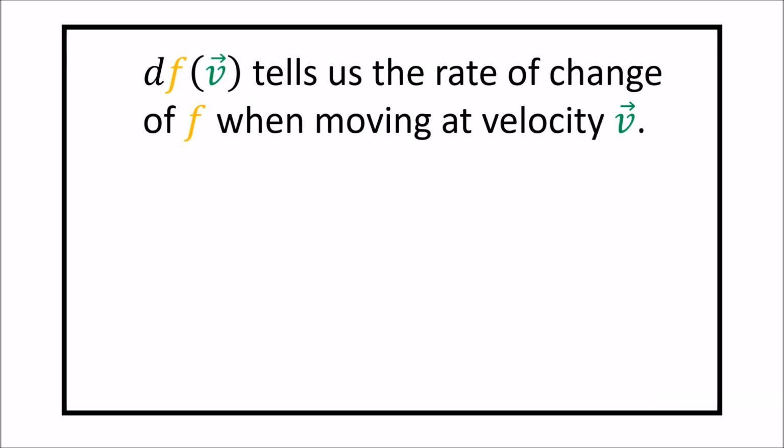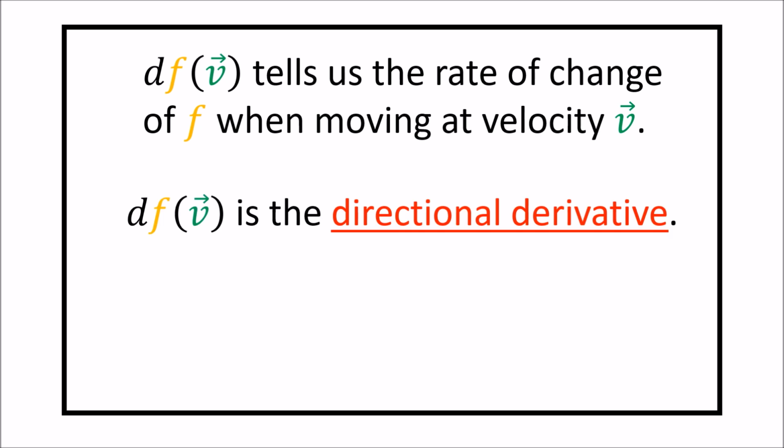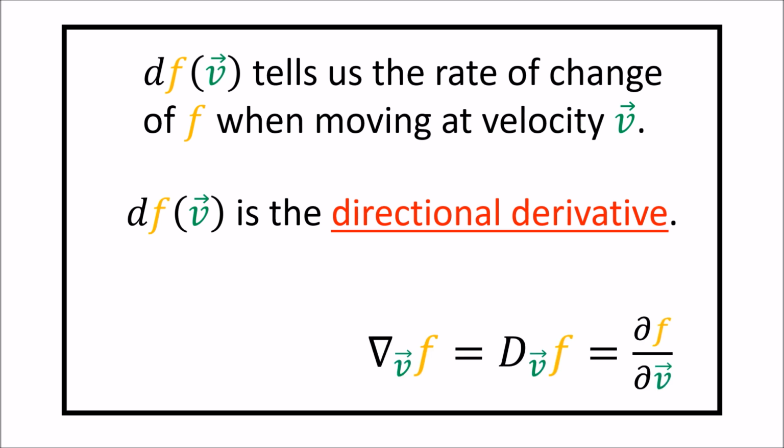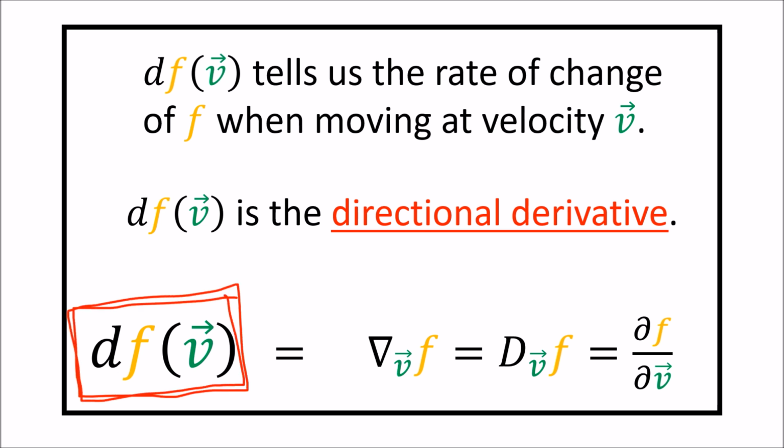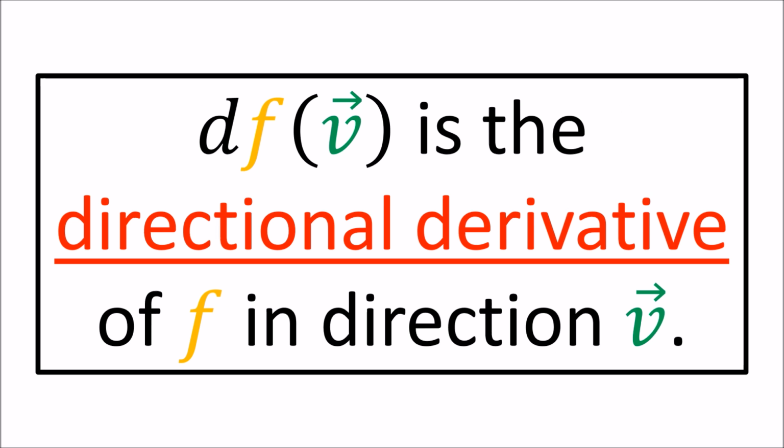So this means that df of v is really just the directional derivative of f with respect to the velocity vector v. So you might be used to writing the directional derivative using any of these notations here, but df of v is going to be yet another way of writing the directional derivative. So the geometrical interpretation of df of v is the directional derivative of f with respect to the vector v, because it tells us how quickly the slope of a function f is changing at a point when we pass through that point with a velocity vector v.